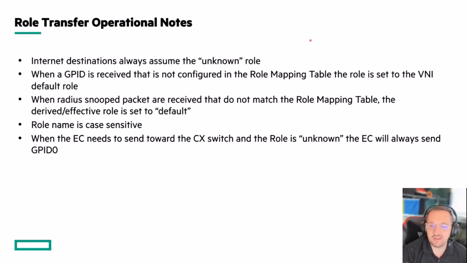Let's say you misconfigured that table, the employee is misspelled or one of the GPID numbers is wrong. We will fall back to the default VNI role, which is configurable. Same thing for RADIUS snoop packets. In a RADIUS snoop packet situation, if we snoop the name employee in lowercase, and in the role mapping table you've configured Employee as uppercase, it will not match employee. It will fall back to default.